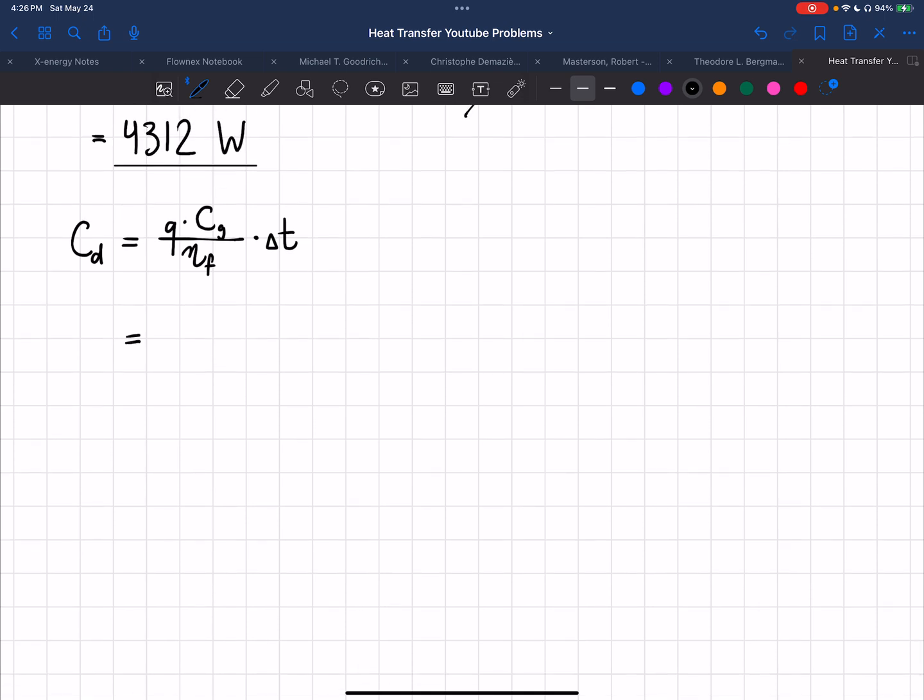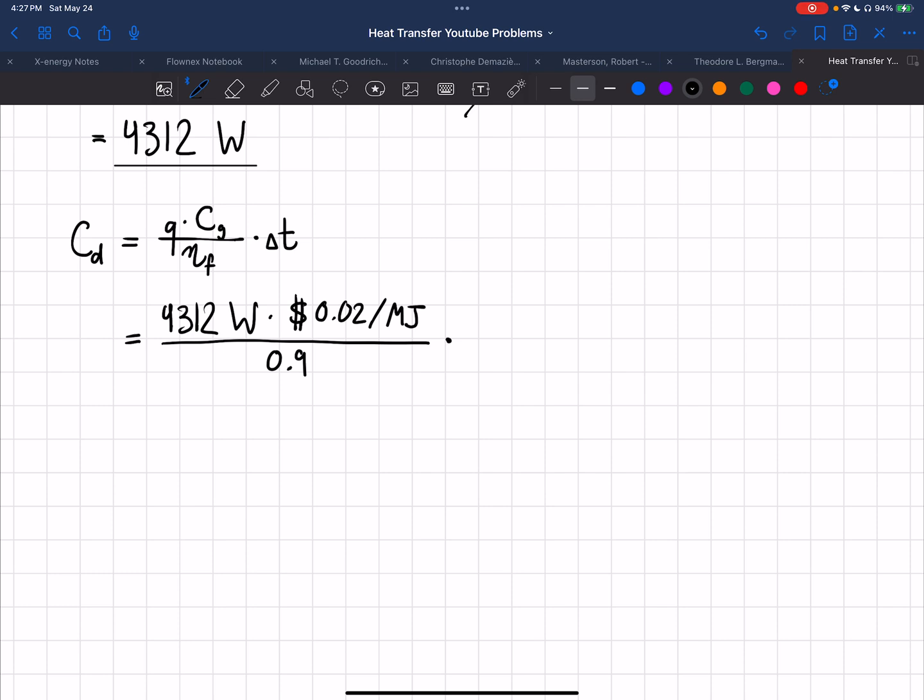So for Q, we know 4,312 watts, just about, is going to be our heat loss. Our cost is going to be 2 cents per megajoule. Our efficiency is 0.9. And we are going to go ahead and multiply by our time.